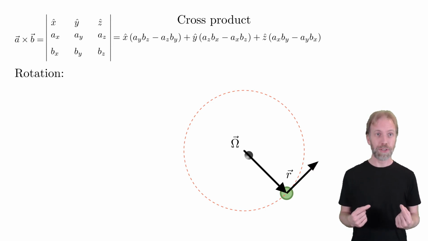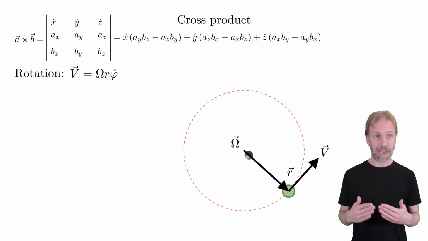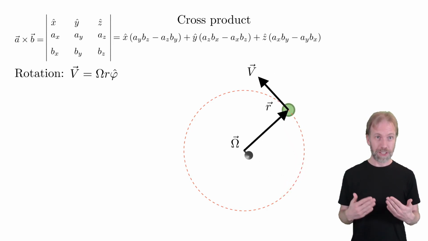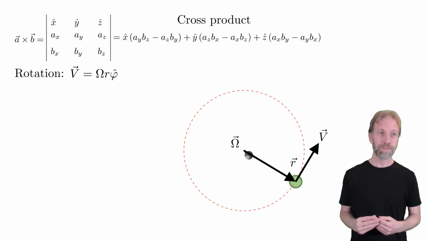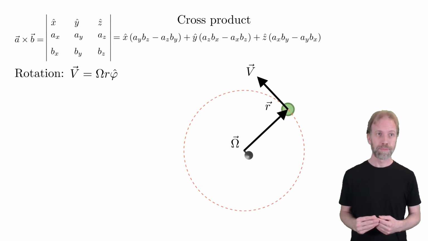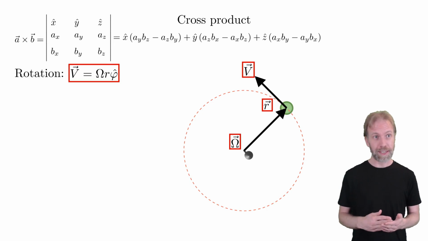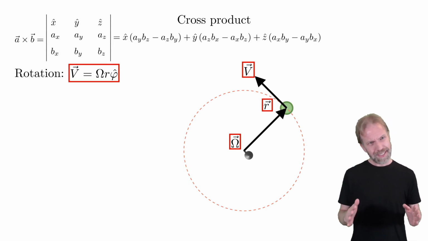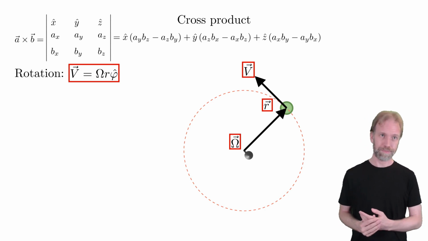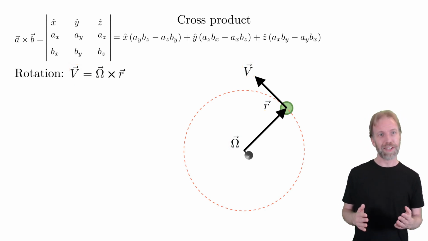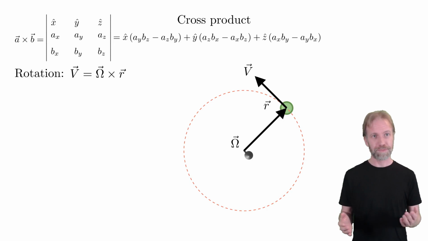We can introduce the velocity v of the object, and you're hopefully familiar with that v is omega r in the tangential direction, which we call phi hat here. Let us study the directions in the expression for the velocity. We have that all three directions are orthogonal. As v is orthogonal to both the radius and the axis of rotation, this seems very similar to a cross product. And we can instead write v as omega cross r.